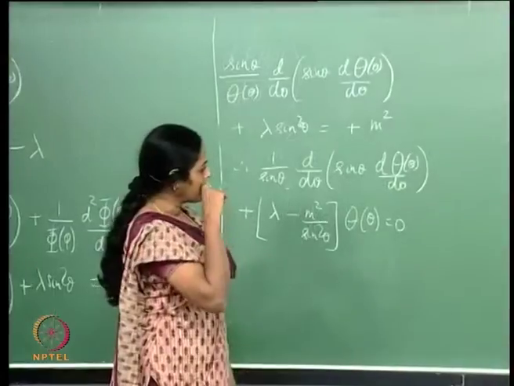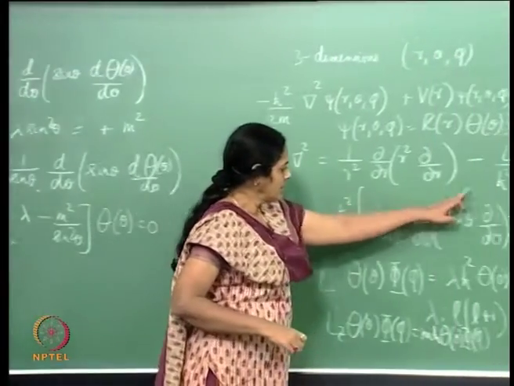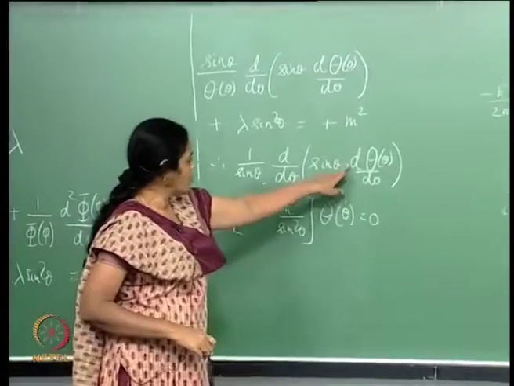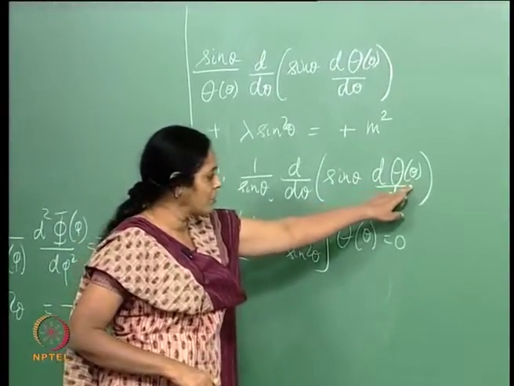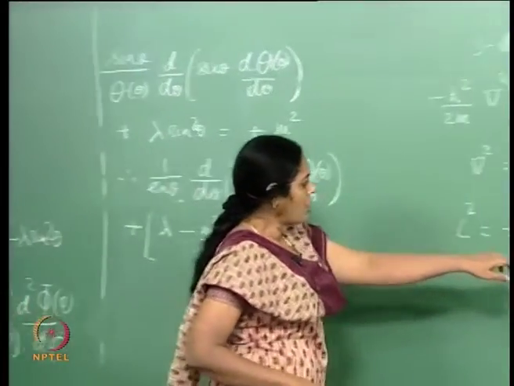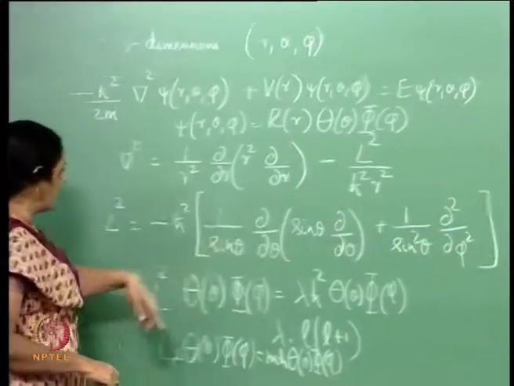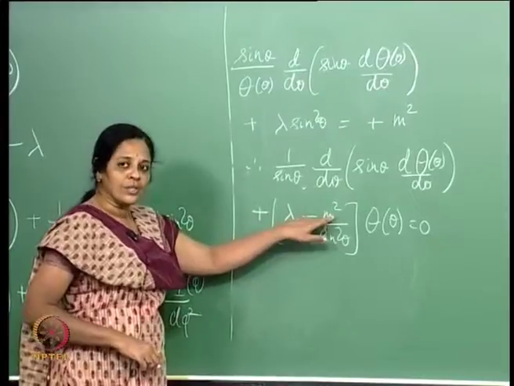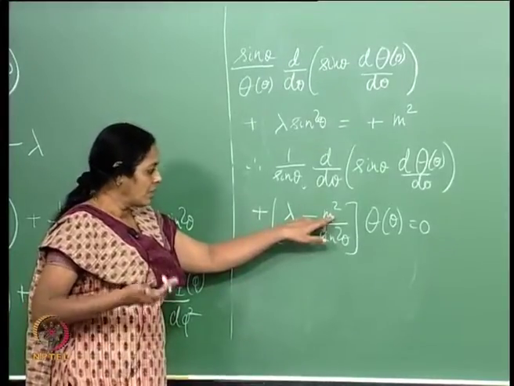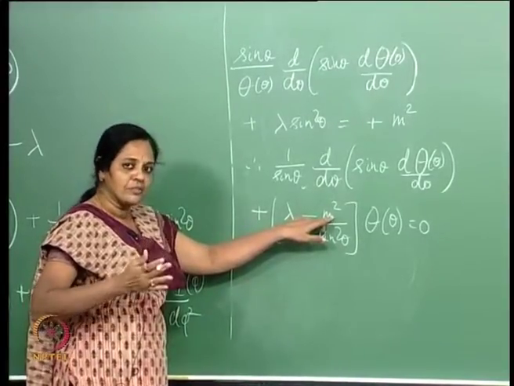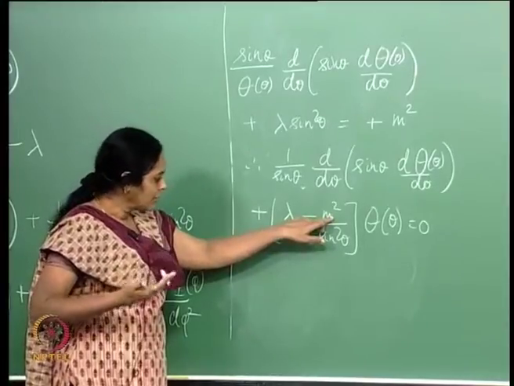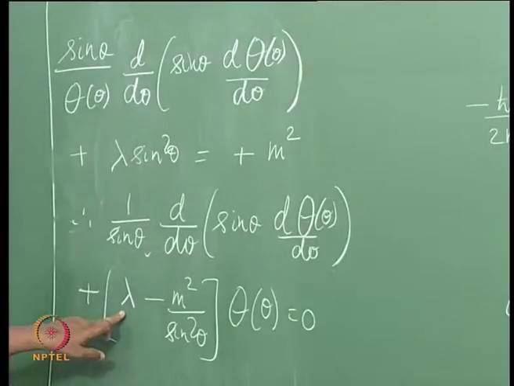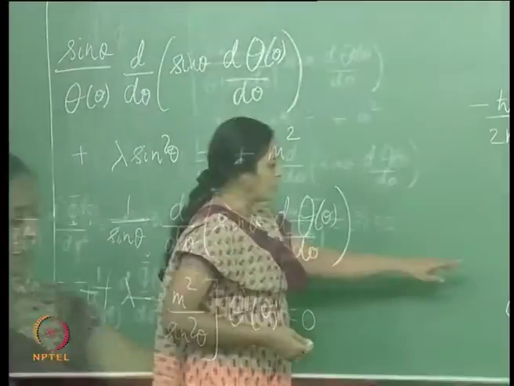If you go back to the expression for L squared, that is simply retained. I have a total derivative because I have done a separation of variables, and what I got from the phi equation gives me this. I substituted the eigenvalue corresponding to the equation for the function of phi, and there was a lambda which was already there from here.